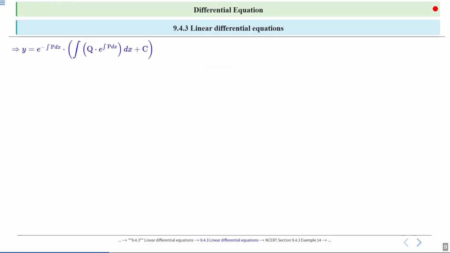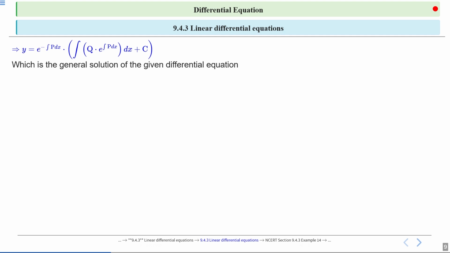So y is equal to e to the power minus integral of p dx into the integration of q into e to the power integral of p dx, plus c, which is the general solution of the given differential equation.